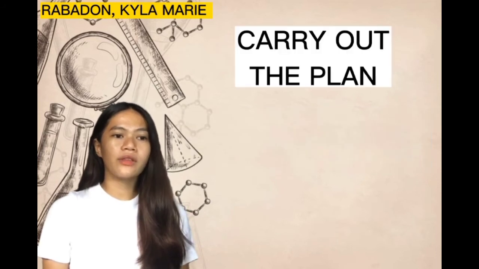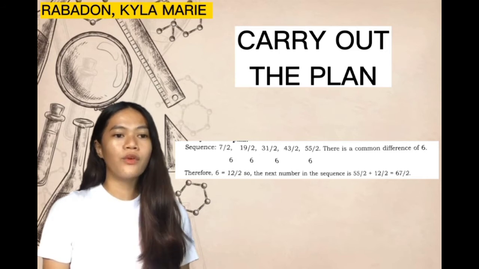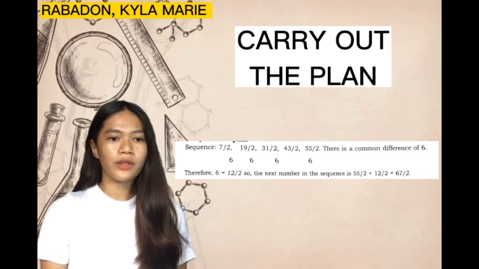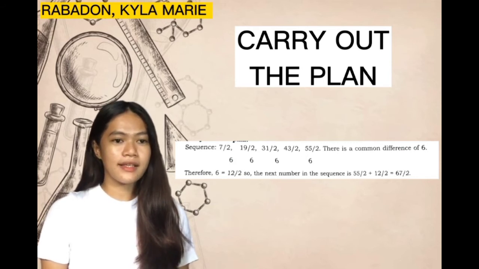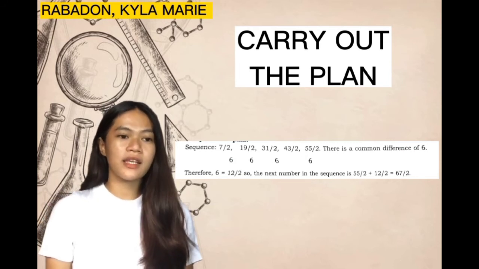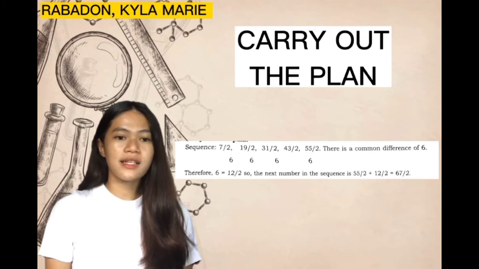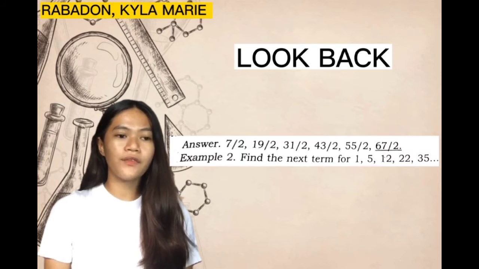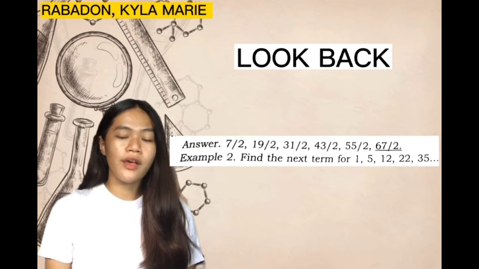Number 3, carry out the plan. Sequence: 7 over 2, 19 over 2, 31 over 2, 43 over 2, 55 over 2. There is a common difference of 6. Therefore, 6 equals 12 over 2. So the next number in the sequence is 55 over 2 plus 12 over 2 equals 67 over 2. And the last one, number 4, look back. Answer: 7 over 2, 19 over 2, 31 over 2, 43 over 2, 55 over 2, and 67 over 2.